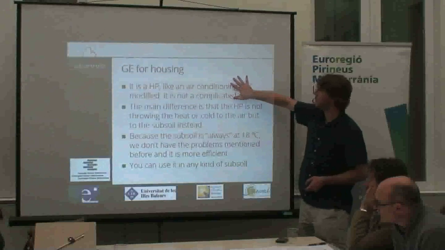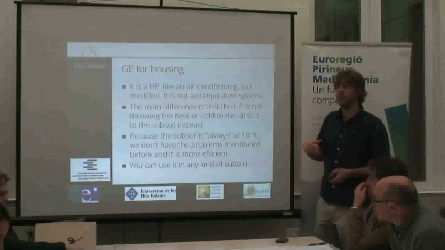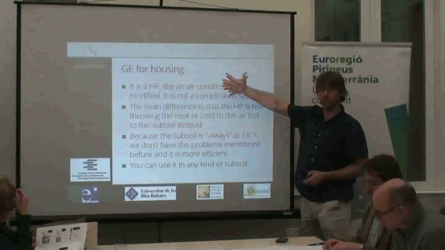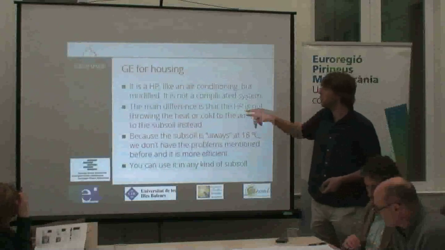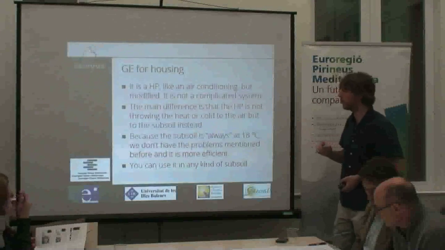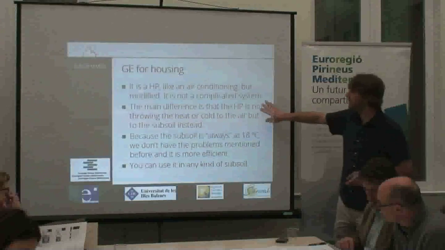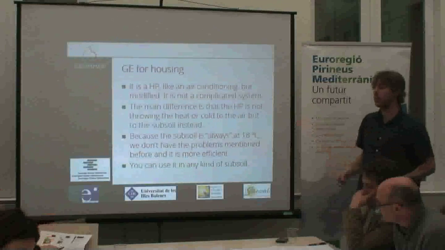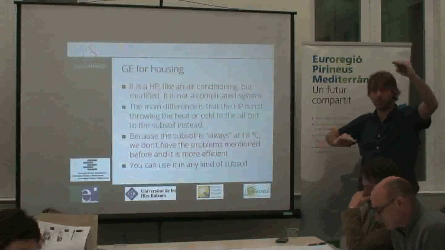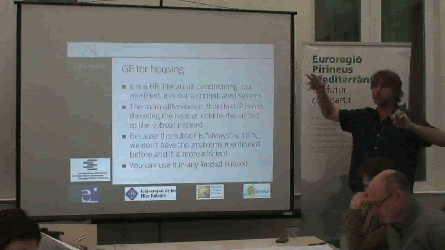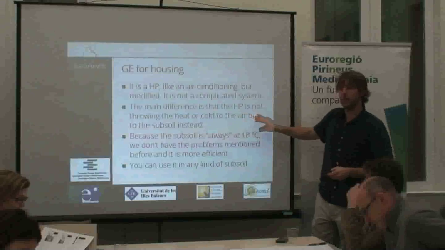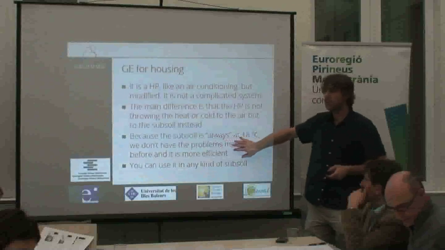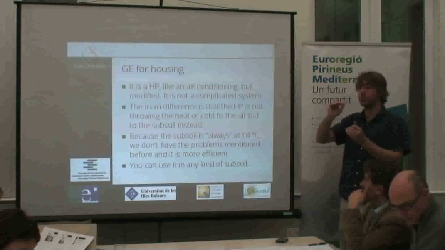So, as I said, the heat pump is like an air conditioner, but modified a little bit. So when we want to apply geothermal at home, it's like an air conditioning, because it's something that people already know, and it's not a complicated system. And this is a very important point, it's just the same technology. But this heat pump is not giving away the energy that we are throwing to the exterior, as we saw, because we always have to move it: if we cool something, we have to warm something up. Instead, it keeps it in the subsoil. We always have this 18 degrees. So this problem with the exterior temperature is not happening.